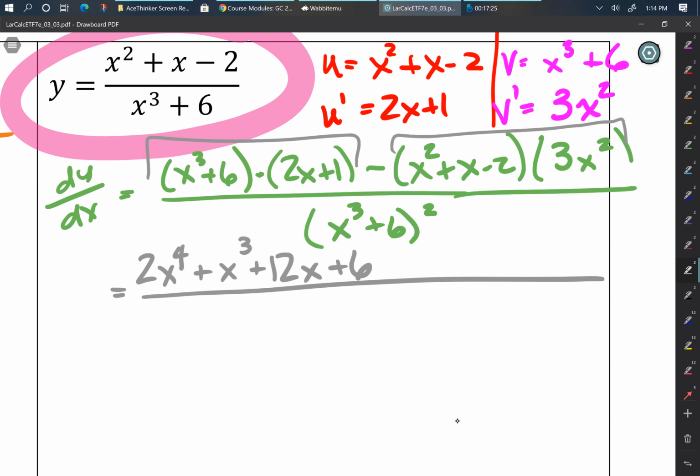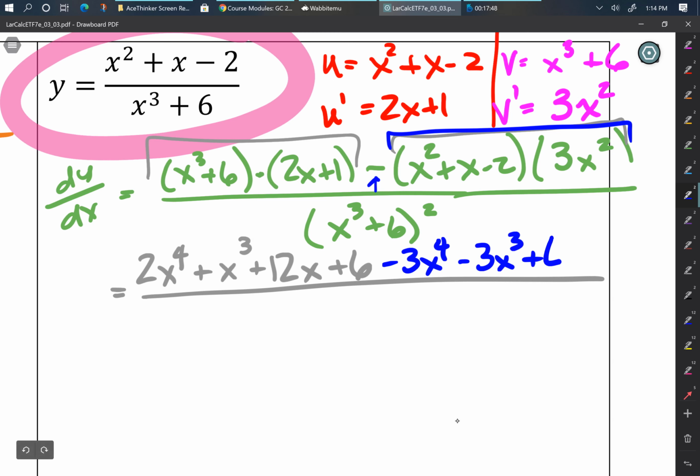Now I have to do this second term. So I'll do this one in blue so it stands out. Now don't forget the negative, so everything we get, we have to change the sign. 3x squared times x squared is 3x to the 4th, so that'll be a negative 3x to the 4th. 3x squared times x is 3x cubed, so that'll be a negative 3x cubed. 3x squared times negative 2x is negative 6x squared, so that will be a positive 6x squared. And our denominator is just going to stay at x cubed plus 6 squared.